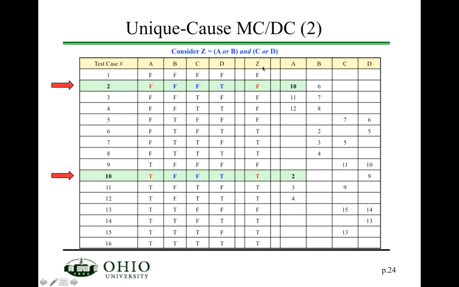Similarly, if I just focus, for example, on B, you see test case 2 is false, false, true, and B is false. If I look at 6, B becomes true, but A remains false, C remains false, and D remains true. But just by changing B, it causes the output to toggle to true. So it means that test cases 2 and 6 combined show independent change of the outcome based on B. You can do this for the whole table.